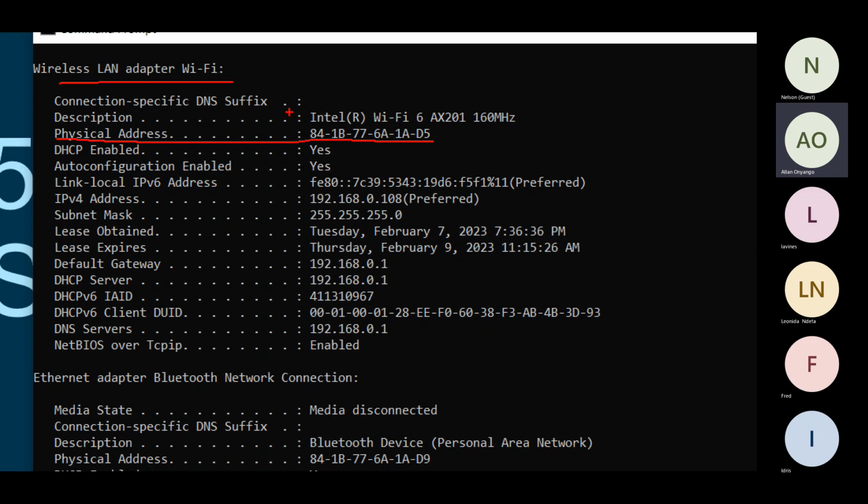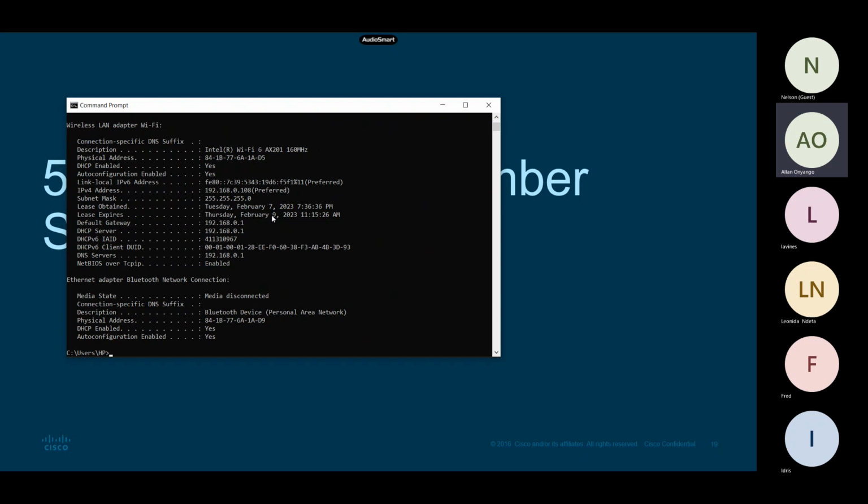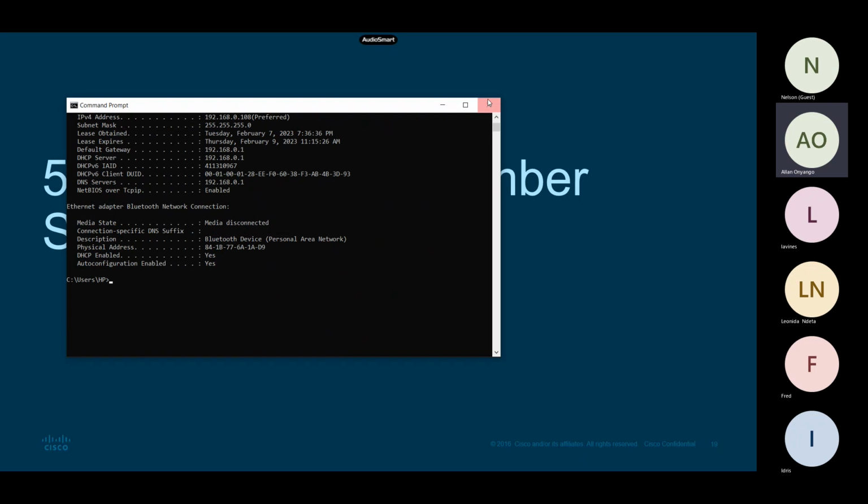Why is it called a physical address? It's called a physical address because the manufacturer of my computer created this MAC address with my device. That address identifies my device everywhere. Everywhere this machine goes, it goes with the physical address, also called MAC address, media access control address. The command for viewing that is ipconfig /all.